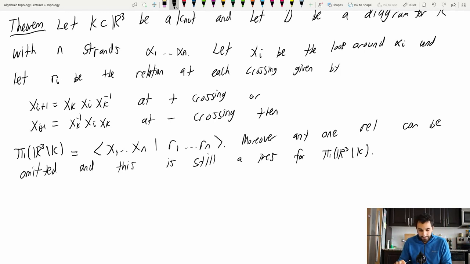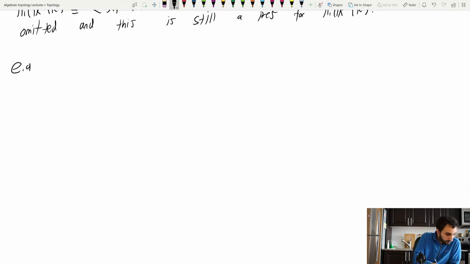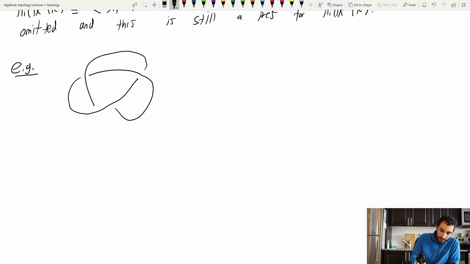So let's see an example of this. Here is our trefoil, as before. This one is maybe a little different. It's called the left-handed trefoil. I always struggle to draw these. There we go. Okay, now let's orient this knot. Again, this will not affect the final answer, but it is necessary for the computation. All right. So you don't even need to draw in those loops. They get in the way.